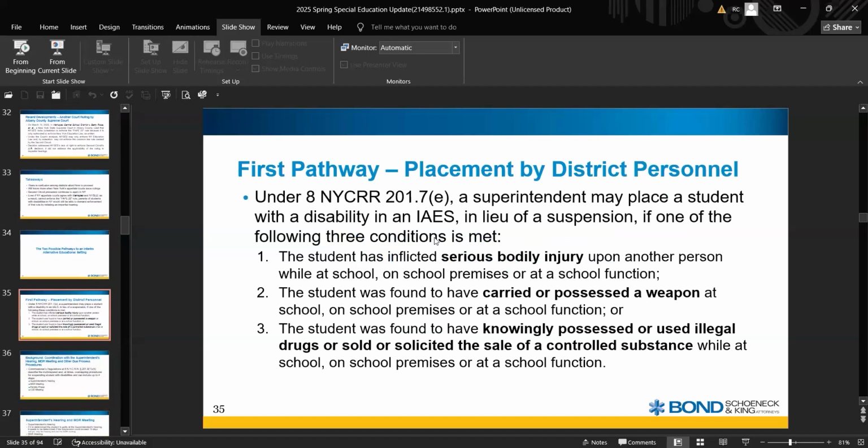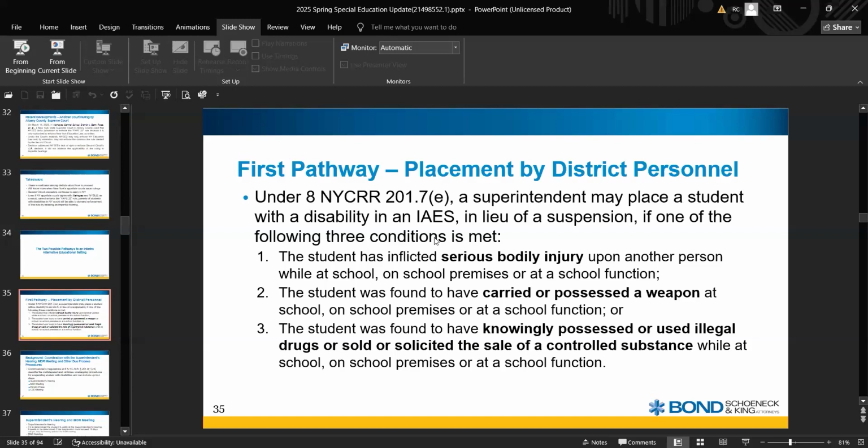So here's the first pathway. The first way to placement in an IAES is by district personnel. Under the regulations, a superintendent can place a student with a disability in an IAES in lieu of a suspension if one of these three conditions is met. What do I mean in lieu of a suspension? So here's the world that we're living in. We have a student who's engaged in misconduct.